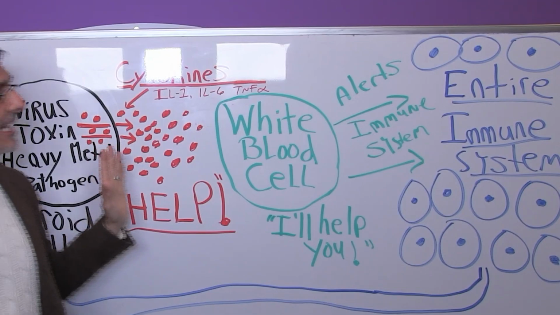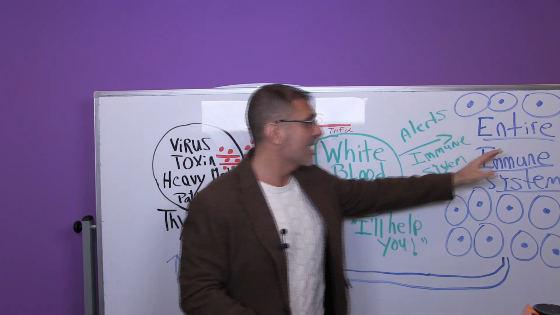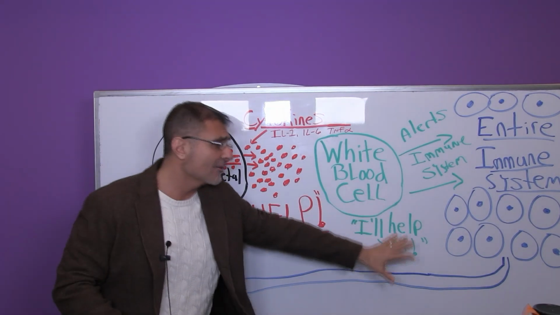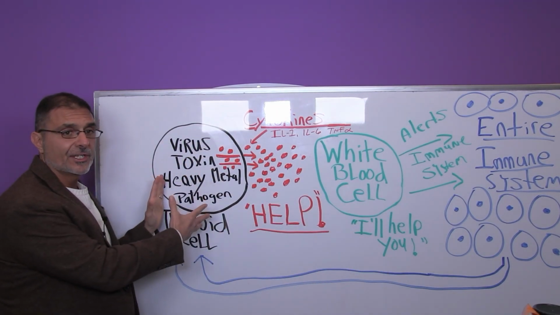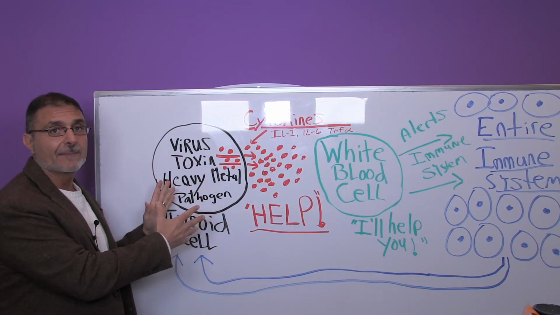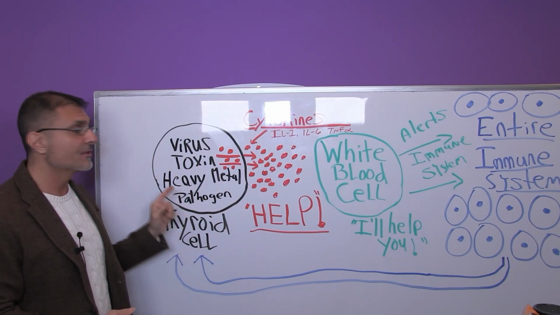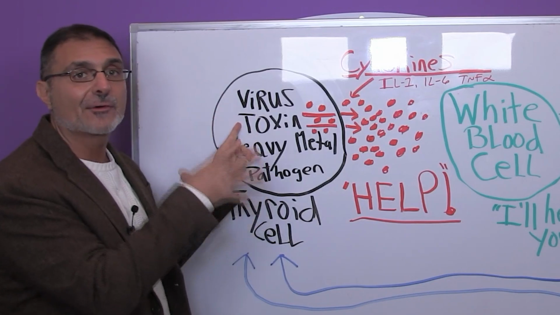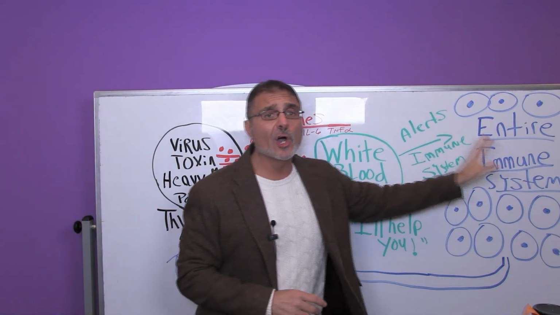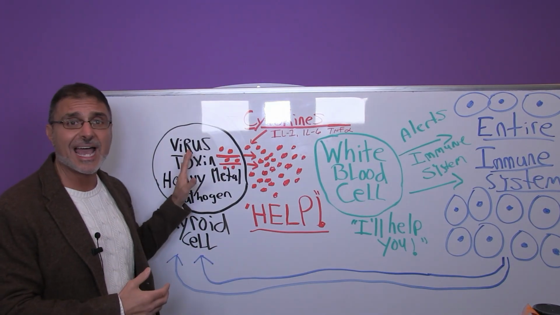And then it alerts the entire immune system. Now we bring in the entire immune system, and the entire immune system goes, oh my God, the thyroid is in trouble. And it actually comes over here and starts to attack the thyroid because it thinks the thyroid is problematic. But in truth, the thyroid is not problematic. There's a problem with something inside the thyroid cell. That's where the issue is, right? So people will go, oh, it's an autoimmune disease. We don't know why the immune system is attacking the thyroid cell.